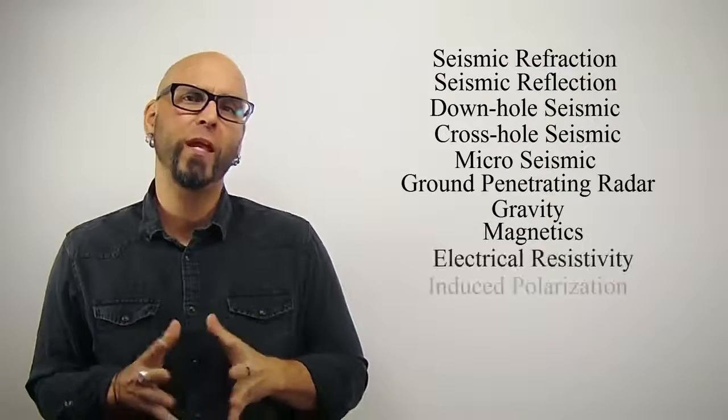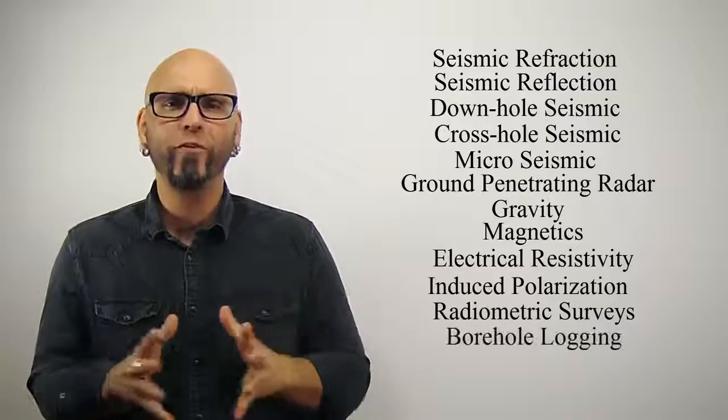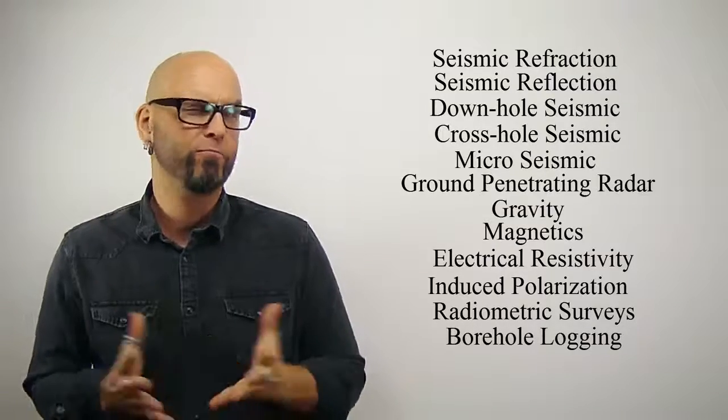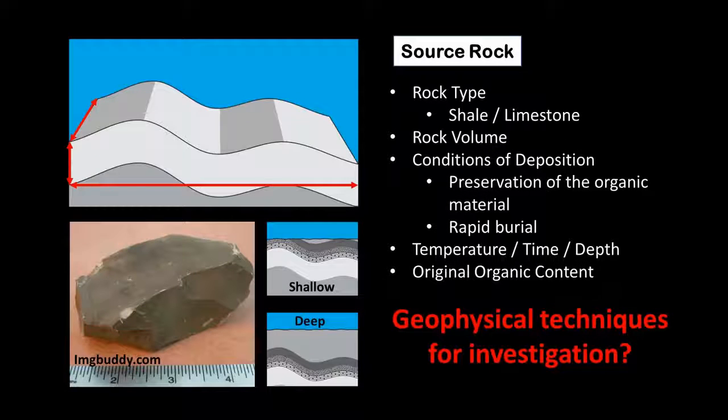A question we need to ask ourselves is which geophysical techniques are best used to identify these elements. We can use seismic methods, ground penetrating radar, gravity, magnetics, electrical resistivity, borehole logging, radiometric surveys, and the list goes on. Have a think about it. Most of these elements of the source rock can be identified using geophysical methods, all but one.